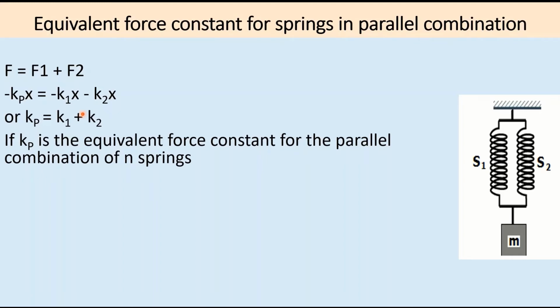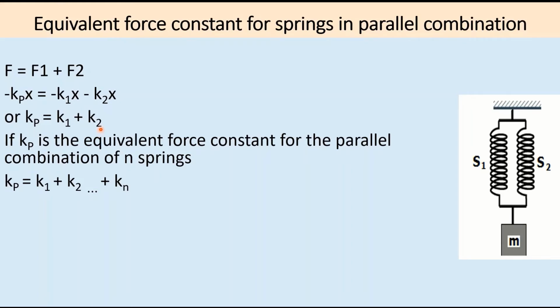So if Kp is the equivalent force constant for the parallel combination of n springs, then Kp is equal to K1 plus K2 plus etc. plus Kn. So we have to add the spring constants of each spring in order to obtain the equivalent force constant of the parallel combination.